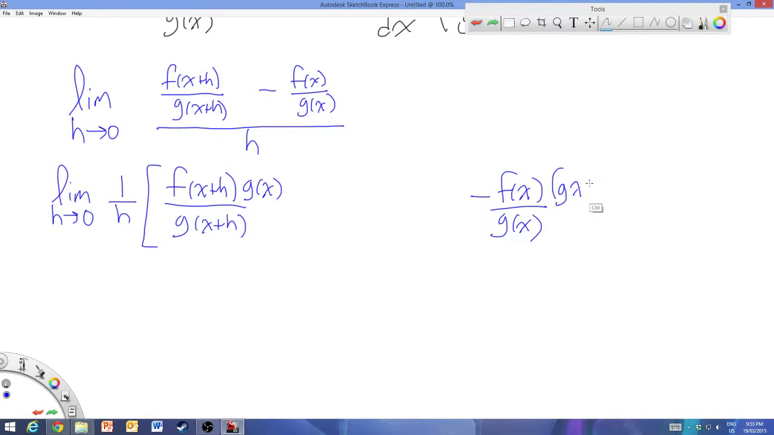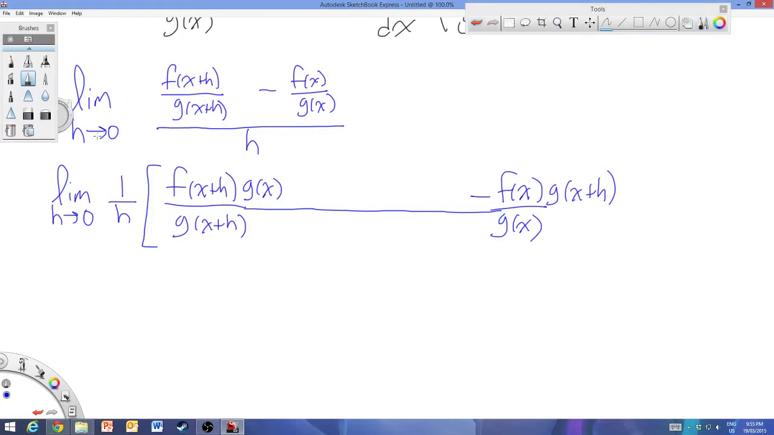Whoops, g of x plus h. By doing that, I can now write this all over the same denominator, g of x plus h times g of x. So they're all over the same denominator. Now why did I leave myself this huge space here? It's because I want to add and subtract something.